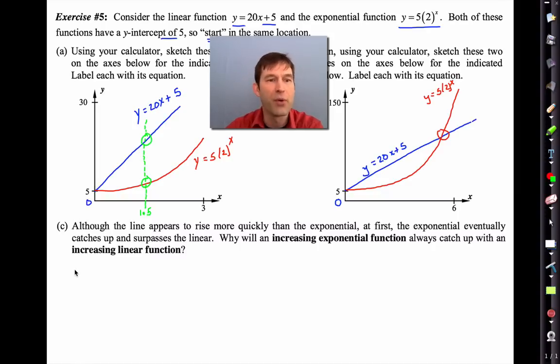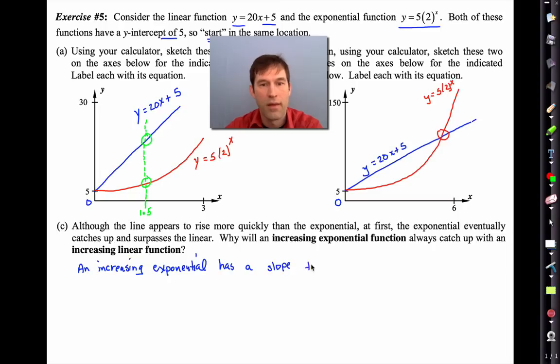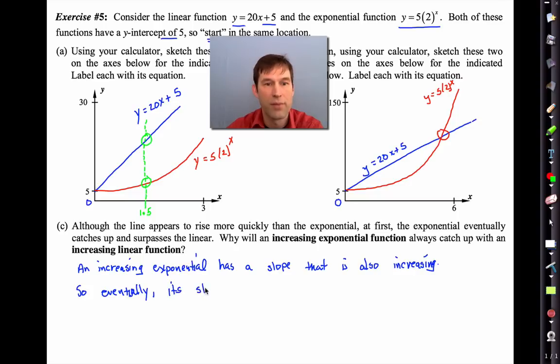Now, my answer is pretty simple, right? An increasing exponential has a slope that is also increasing. So eventually, let me write that down. So eventually, its slope is greater than the linear's. Now, I'm not sure that actually gets the job done.